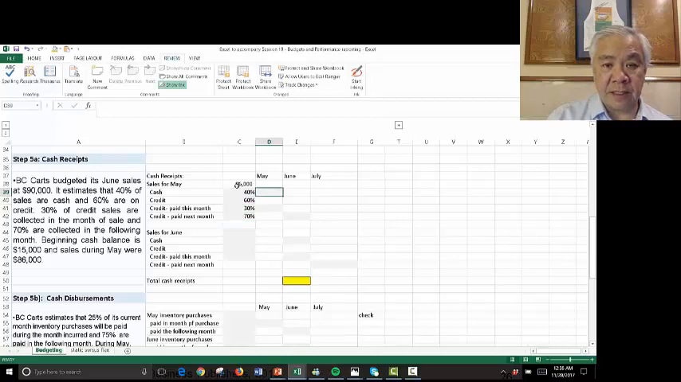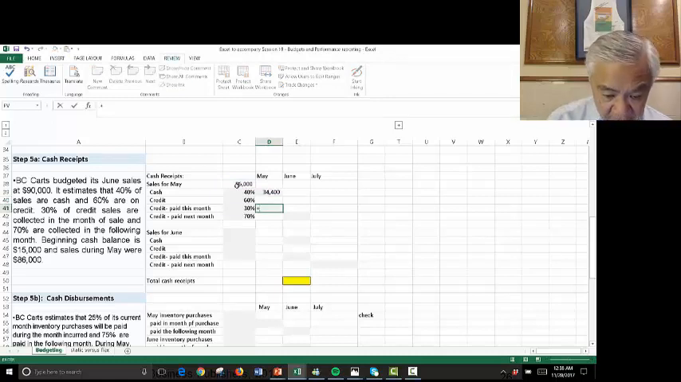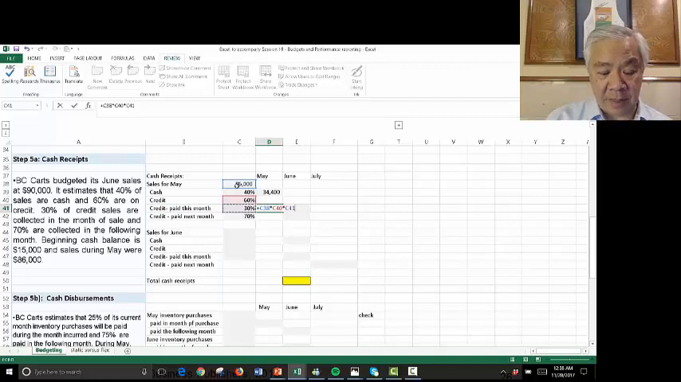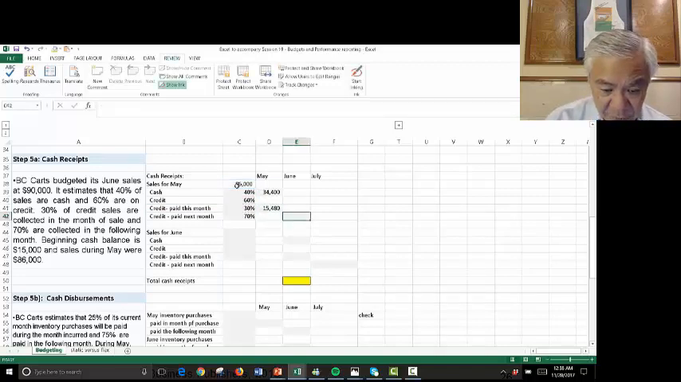So the cash for May sales, it's the sales times 40%, and credit paid in the month of May are sales times the credit amount times the percent that is paid in that current month. And the month of June are sales times the percent that is credit times the amount that will pay the following month. So it's 36,120.